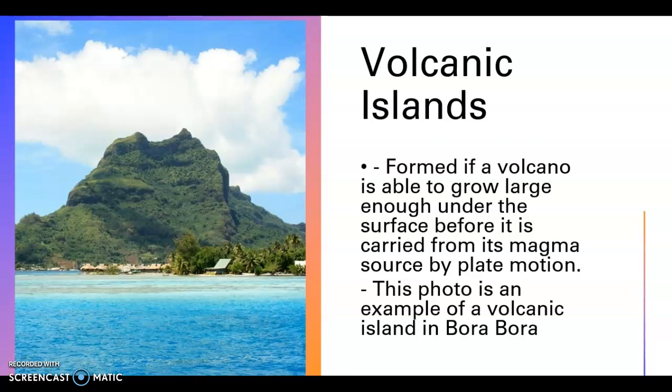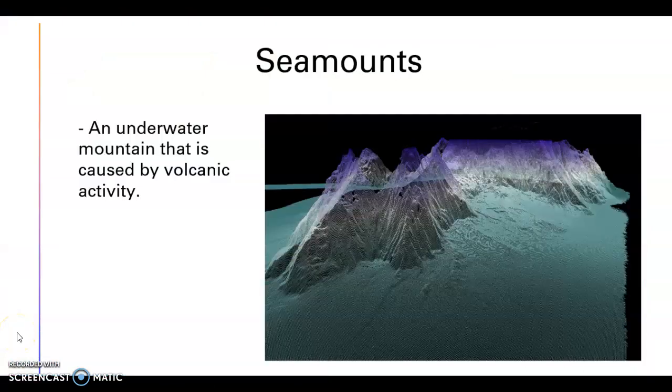And they are formed if a volcano is able to grow large enough under the surface before it is carried from its magma source by plate motion. And this photo is an example of a volcanic island in Bora Bora. So seamounts are underwater mountains that are caused by volcanic activity, and these do not break the surface like volcanic islands do.